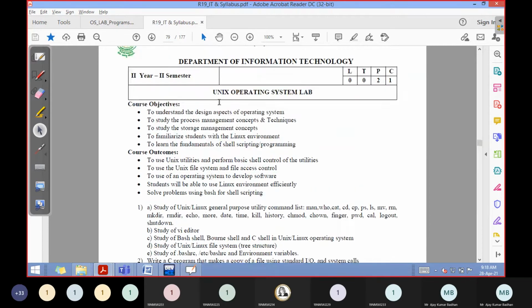So the very first thing, as you can see, what is written here is Unix operating system lab. It is not only an operating system lab, it is actually a combination of two different types of operating systems. Here we have something called Unix. Unix is one kind of operating system, and the other operating system you can consider as Windows and other kinds of things. Basically, we are going to discuss the Unix operating system.